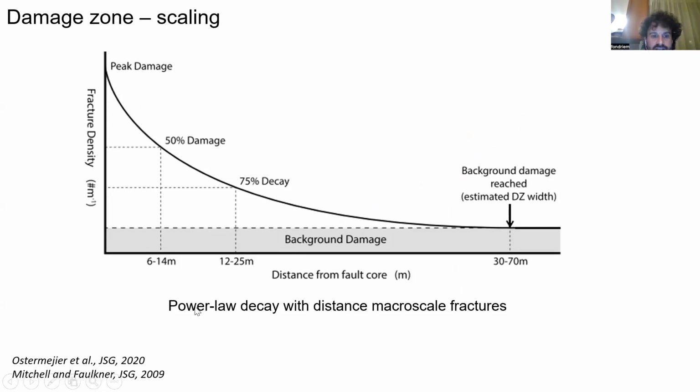And they normally do it with different techniques, for example, by doing scan lines, by counting, moving away from the fault core, the number of fractures you can find. For example, in this case, they just count the number of macro scale fractures, and they come out with this kind of power law decay. At some point, it arrives at what is called the background damage level of the host rock. When you find this limit, you can establish the thickness of your damage zone. In this case, it is 30 to 70 meters, more or less, for this author.